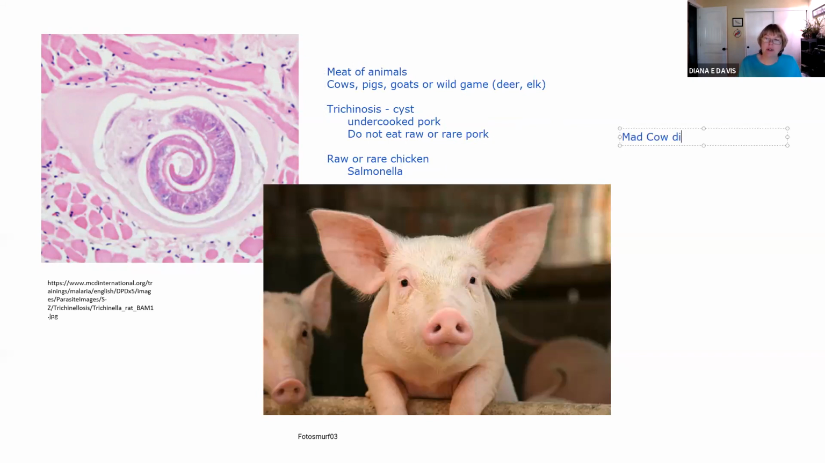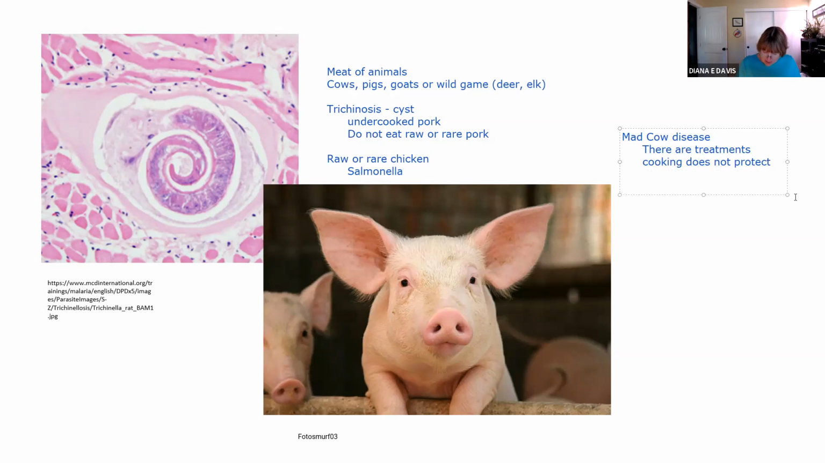So there's a disease called mad cow disease. And it's largely been eliminated from the food chain, especially in the US. We haven't found it in meat products for decades, I'm pretty sure. But mad cow disease, there are no treatments for this. And cooking does not protect against mad cow disease.